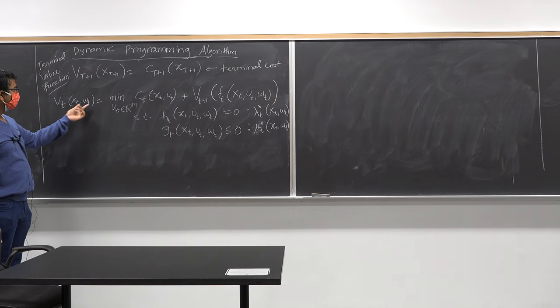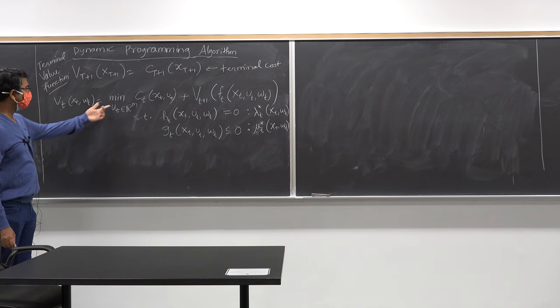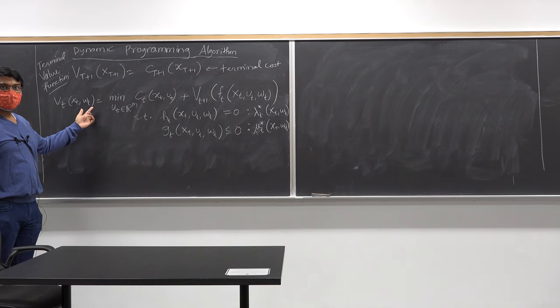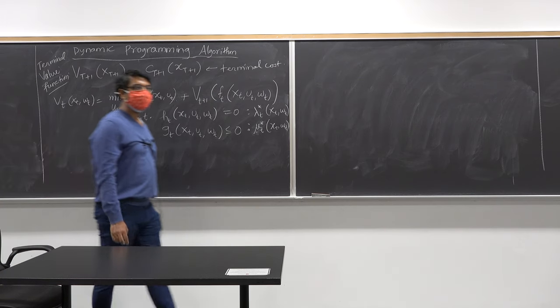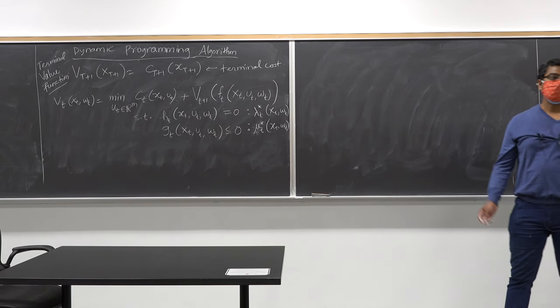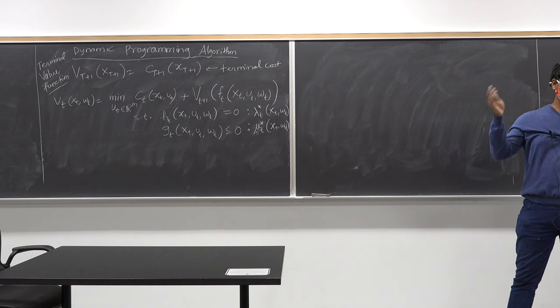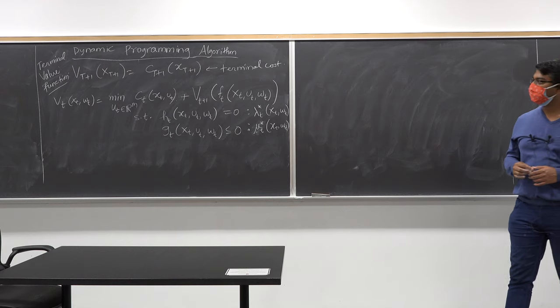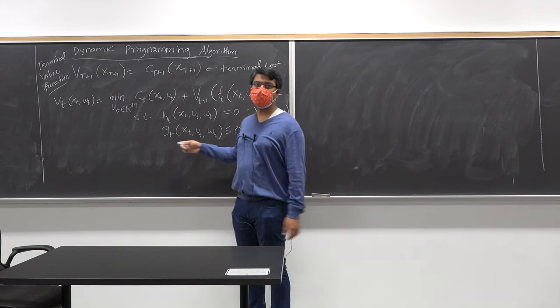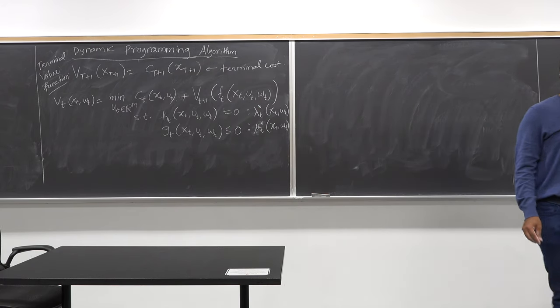Remember, X_t is in R^n. W_t is in R^p. So these are all Euclidean spaces. So how would you solve this problem? Any thoughts? You have to solve this minimization problem for every X_t and every W_t, right? How many X_t's and W_t's are in R^n and R^p? How many states are there in Euclidean space? It's an uncountable number of states. There are billions and billions of states in Euclidean space. So I can't really solve it in a computer for every X_t and W_t. So what should I do? Any idea?